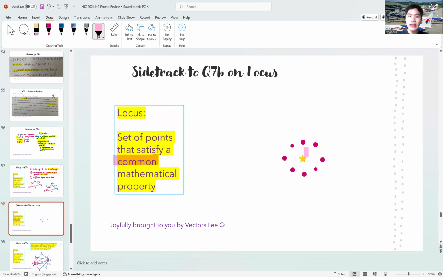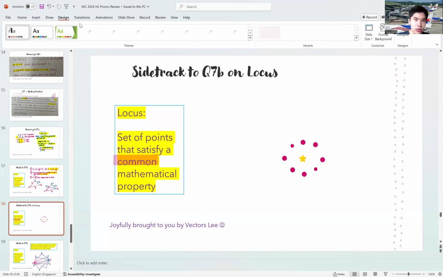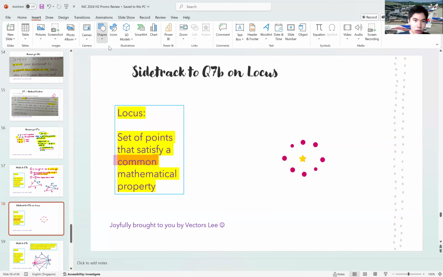If you were to take a ruler and draw 1 centimeter here, 1 centimeter here, 1 centimeter here, and so on, you notice you have so many infinite points. Once you have marked out all these points and then you join them up, you notice that all these points are going to end up in a circle.